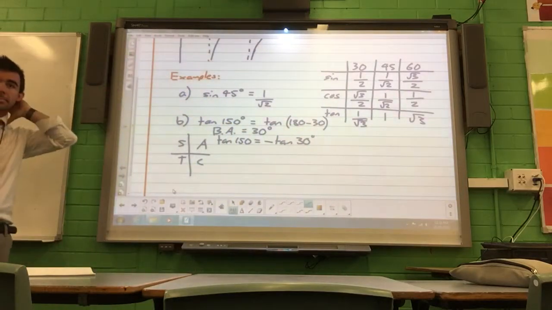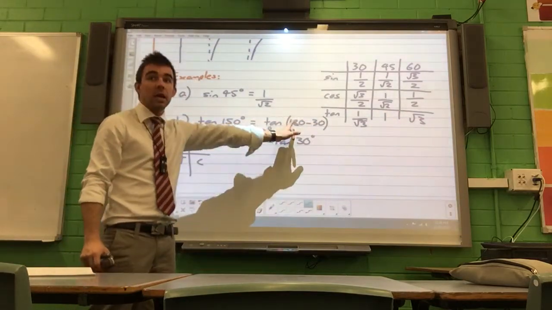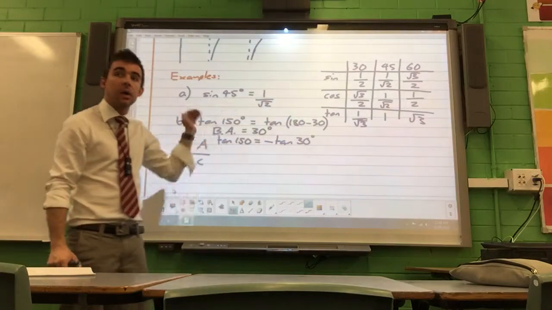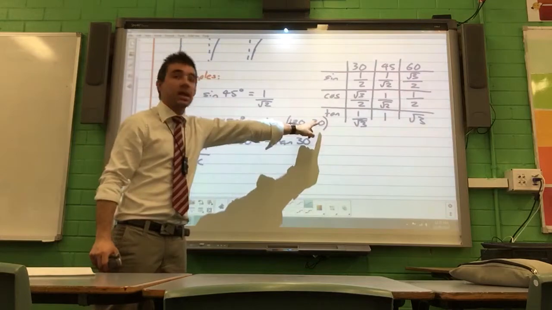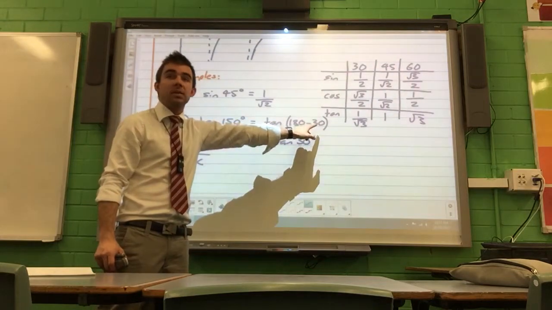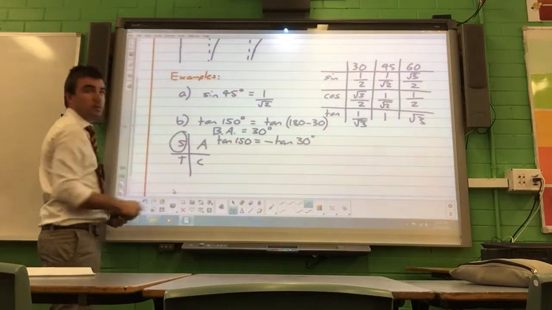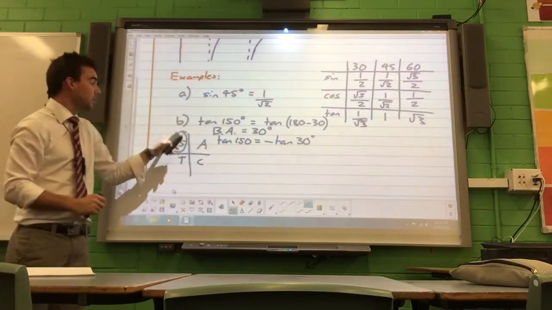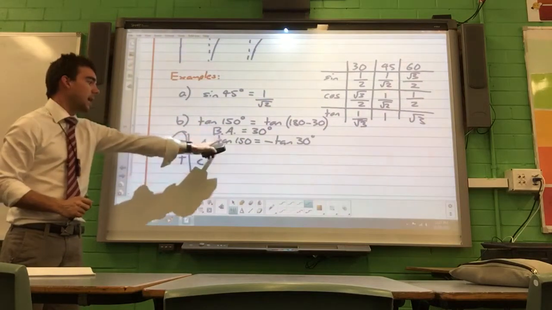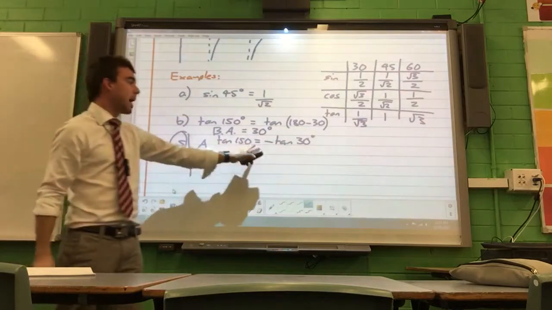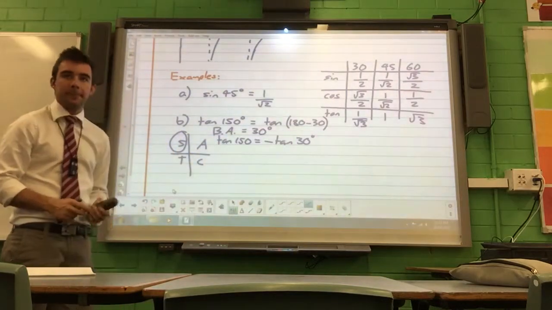So the basic angle is 30 because an angle in the second quadrant was 180 take away that basic theta. That value theta is 30, which is what's called the basic angle, 30 degrees. You then need to consider your quadrants. 150 degrees is in the second quadrant, and only sine is positive. So tan of 150 degrees is the same as negative tan of that basic angle.